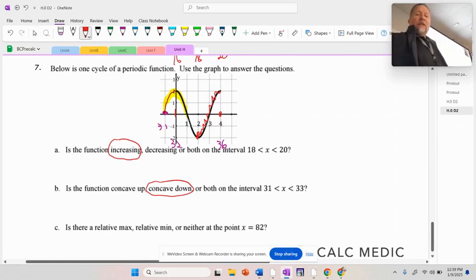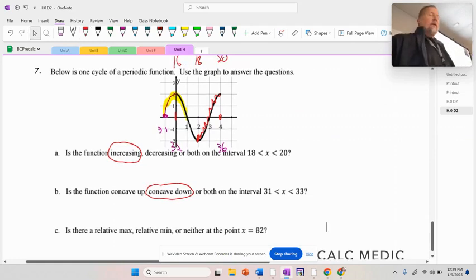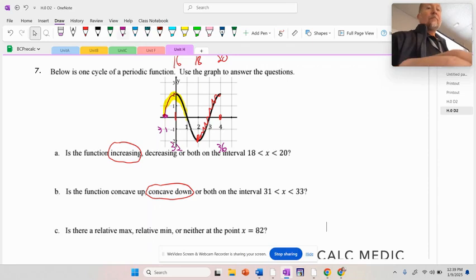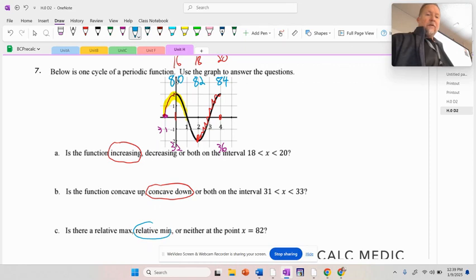And then we got to do it one more time. Relative min, max, or neither at point 82. All right, got to think about this. 0 to 4. What's the interval where 82 falls between? 80 and 84, right? So what's happening at 82? What do you have? You have a minimum. This is how you do these things. Very simple. Got it? Paying attention?